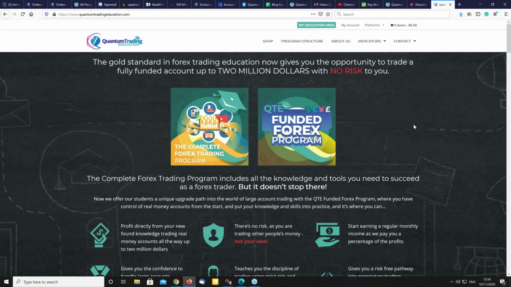But we've created it to give our students the opportunity to leverage their skill and knowledge from what they've learned in the program, to then take that forward and put it to good use in a large funded account, but starting at a relatively low level, so that you are comfortable with trading, and we are comfortable with you as a fully funded trader. It's as simple as that, but it gives you that complete upgrade path right the way through, right the way up to $2 million.